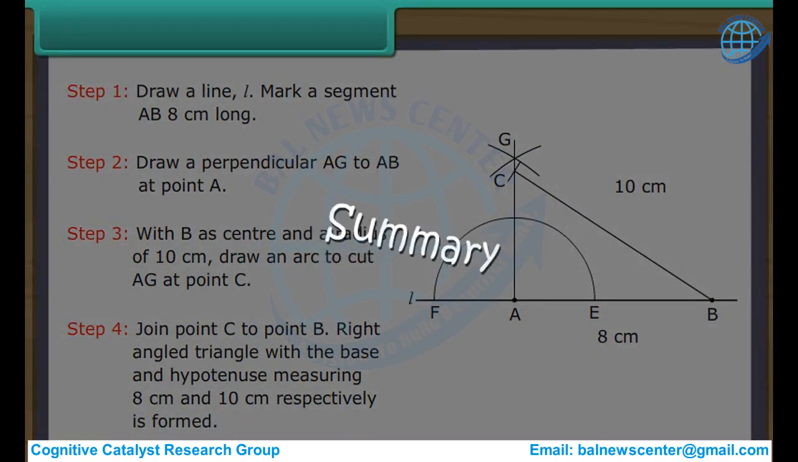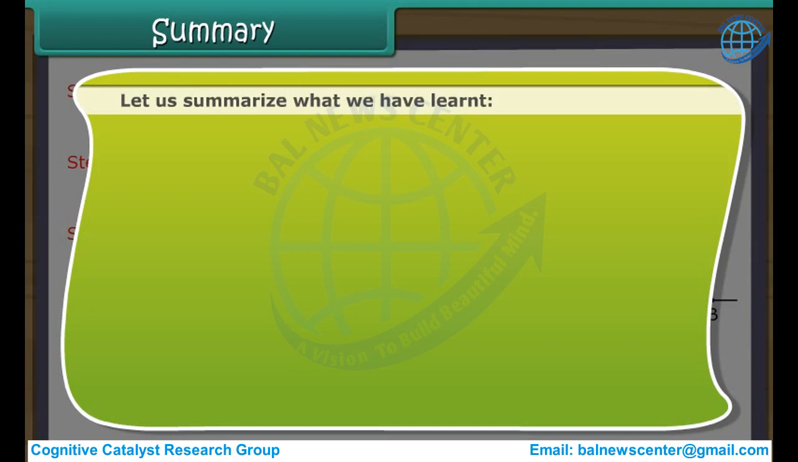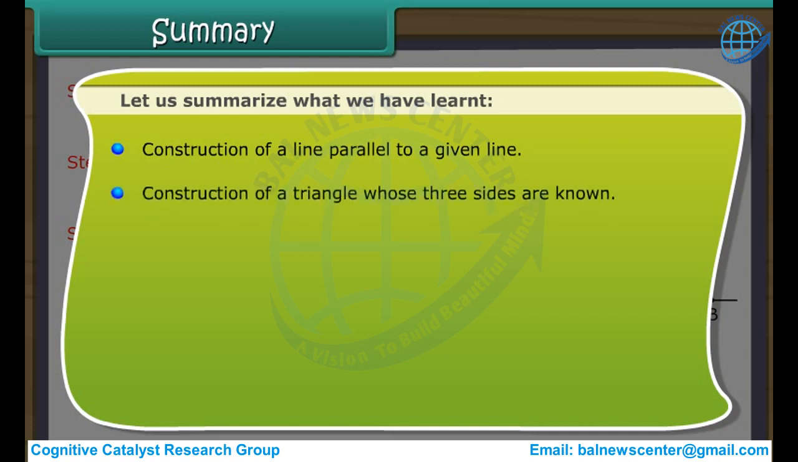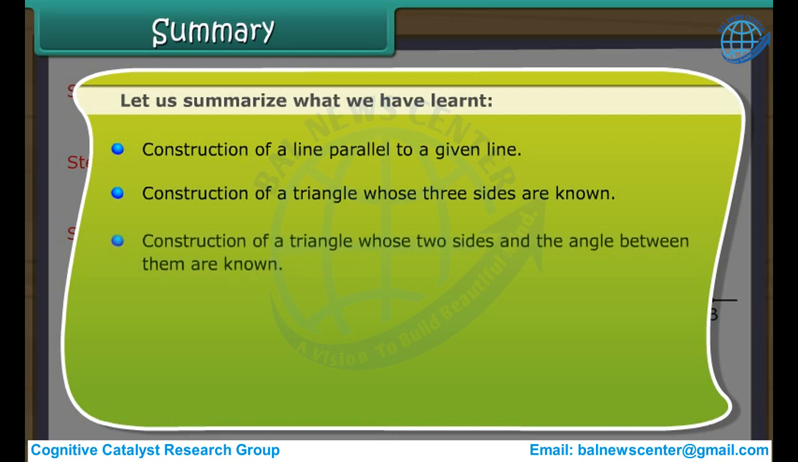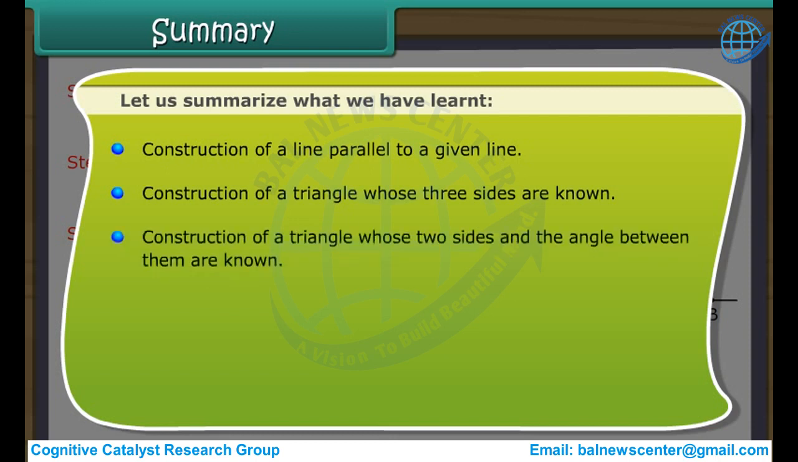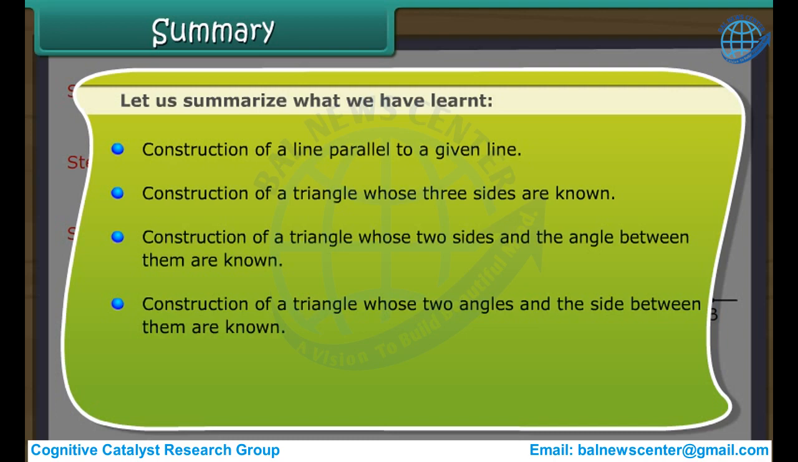Summary. Let us summarize what we have learned. Construction of a line parallel to a given line. Construction of a triangle whose three sides are known. Construction of a triangle whose two sides and the angle between them are known. Construction of a triangle whose two angles and the side between them are known.